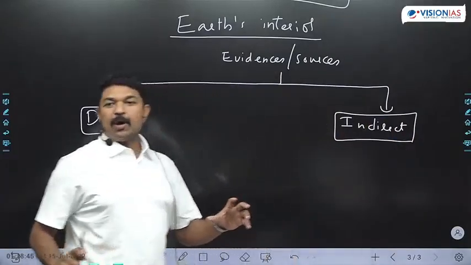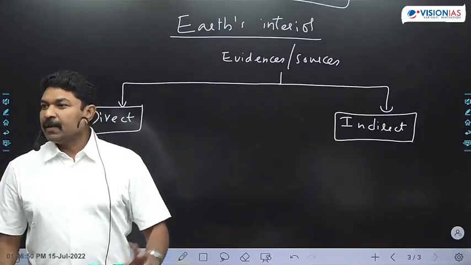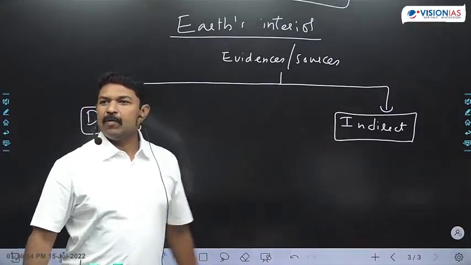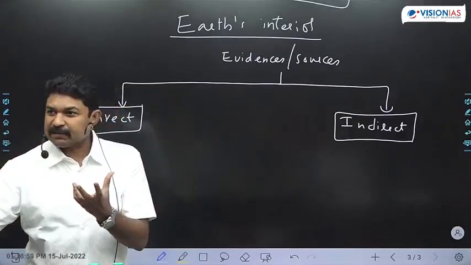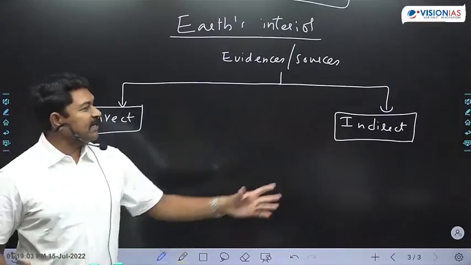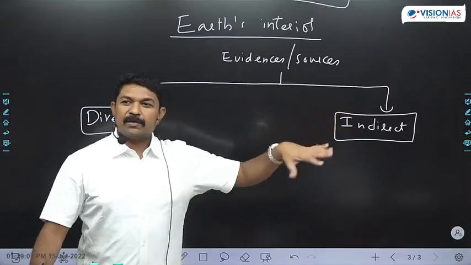There are two types of evidences or sources to know the Earth's interior. One is called the direct source. Another one is called the indirect source. What do I mean by direct? Where you can directly see, directly touch, directly check. What is indirect? It might be inference and all these things.